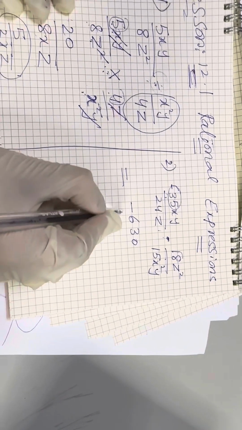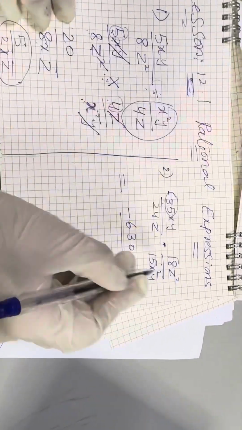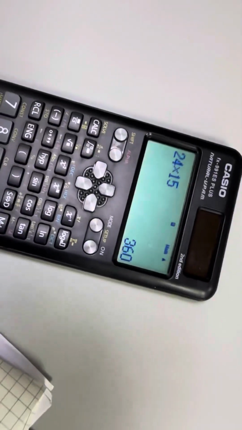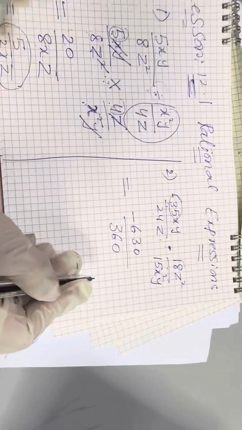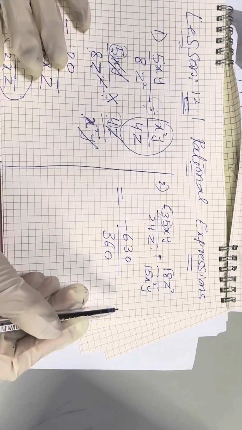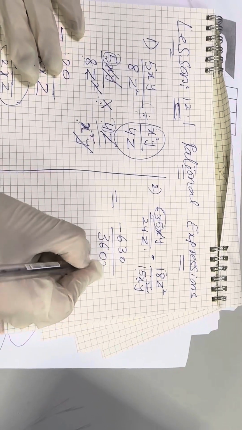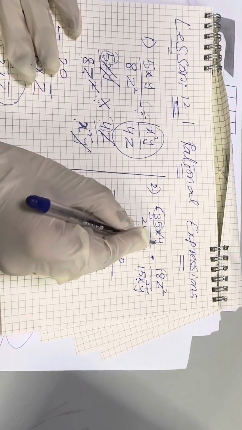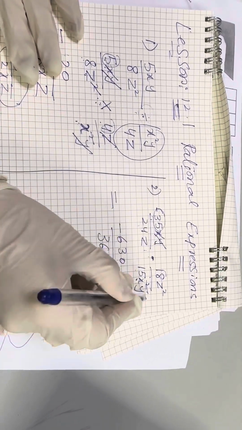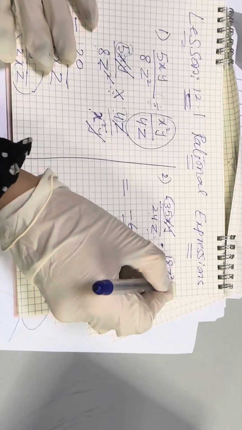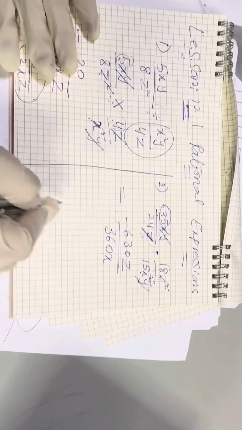Okay, and then check the down numbers. 24 times 15, which is 360, right? And now check the variables if you can cancel anything. So look here, 1x and here 2x. So 1 will be cancelled. 1 left, down, right? Only 1 y up and down, so cancel both, right? Here z square, here z. So 1 will be cancelled with 1. How many z left? 1. And only up, right? And you will write it.